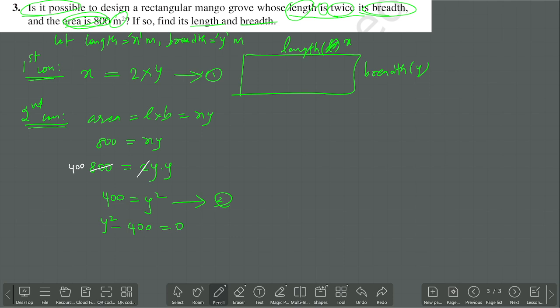When I write in the form of ax square plus bx plus c, I should write y square plus 0y minus 400 equal to 0. Now we should write this in the form of ax square plus bx plus c. Here instead of x we should use y because the variable is y.